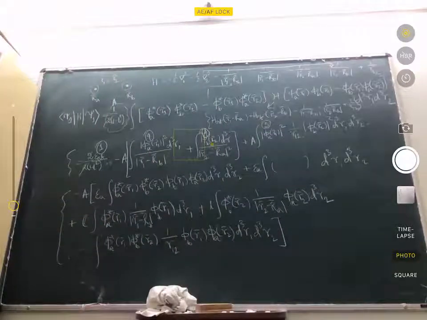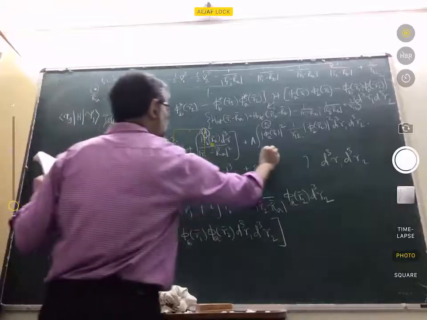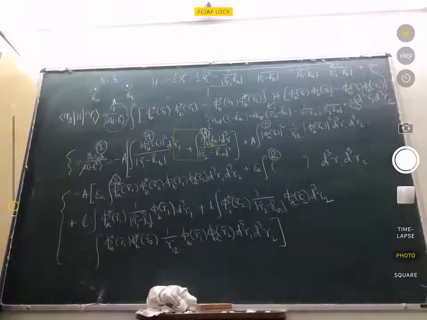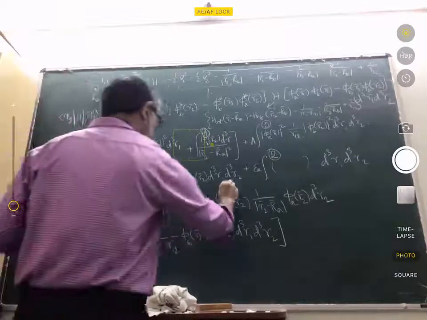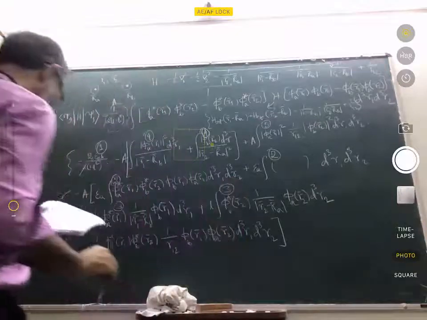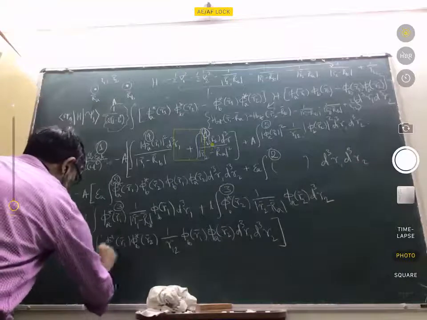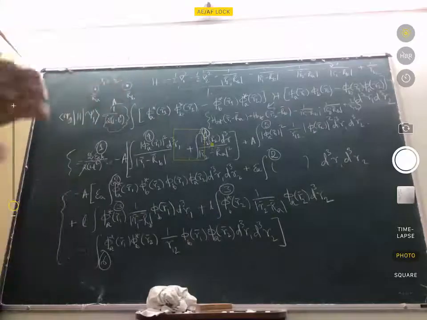Yes, is there a question? All right, and these are another kind of terms. These are another kind of terms. And finally, this is another kind of term. So you get 6 different types of terms.